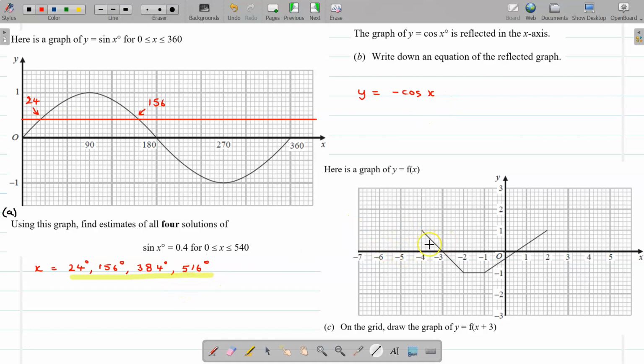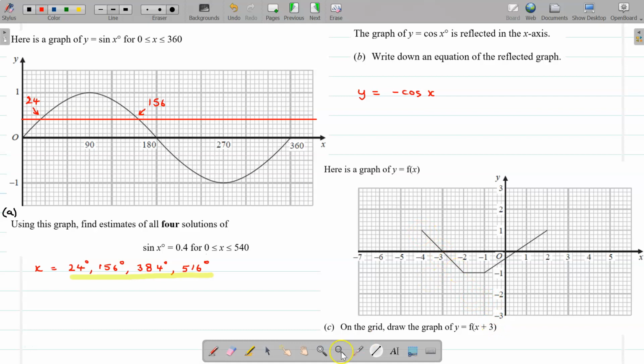Now in part C we have a graph translation, because when you add or subtract something you translate the graph. Now, when you add something to the x term in the function, you move it to the left that number of places.